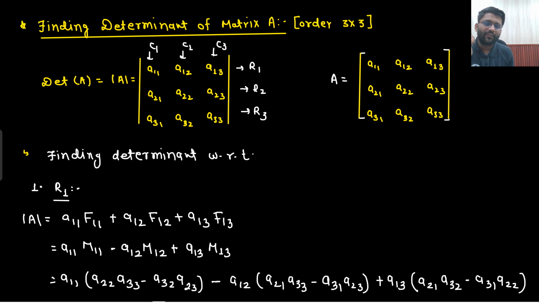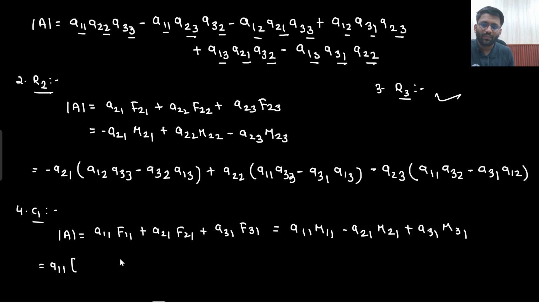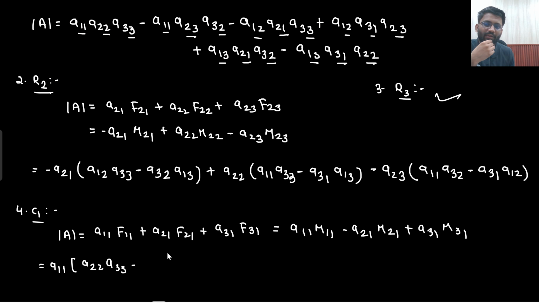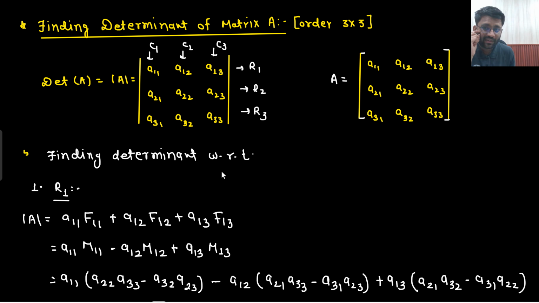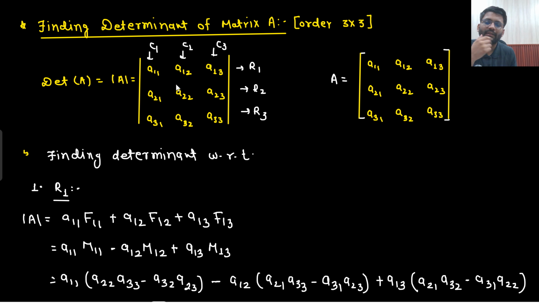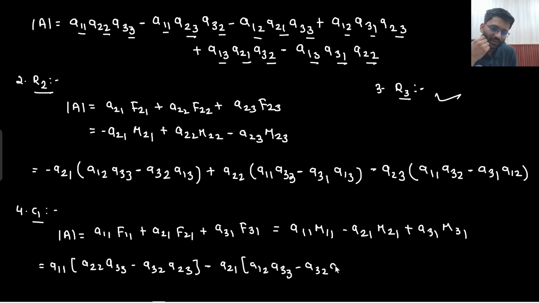A11, what will be M11? M11 we already know: A22 A33 minus A32 A23. Minus A21. What is M21? So this and this will be blocked. You will be left with A12 A33 minus A32 A13, plus A31.